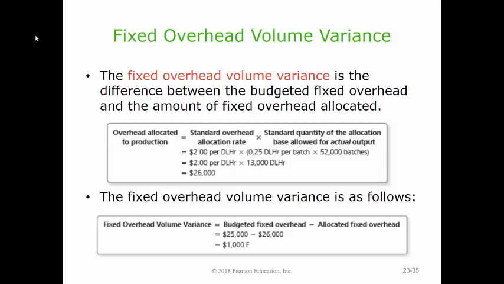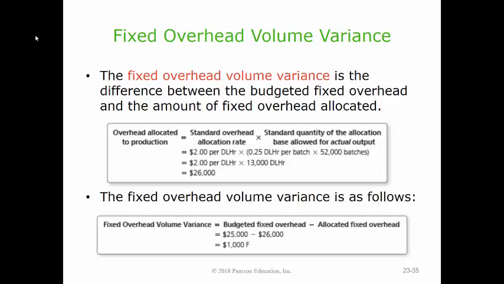So to determine your allocated fixed overhead, essentially what you do is you take your actual production level and you multiply it by both of your standards for fixed overhead. Your standards are going to be your allocation rate, and your other standard is going to be the quantity of your allocation base or your driver that you should use for each unit. And in this case, our $26,000 of overhead, which we would have allocated during the period, is more than our budgeted fixed overhead, and the difference is $1,000, and it is favorable.